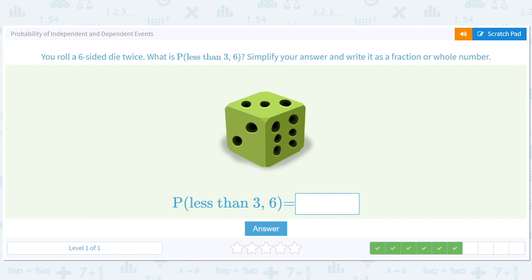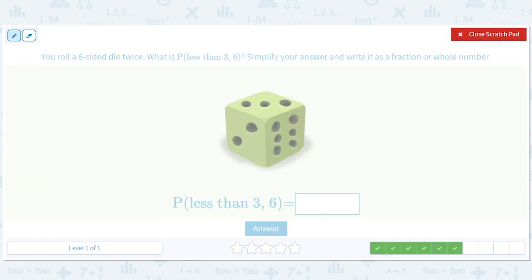Oh, two of my favorite things, a cube and probability. What could get better than this? So you roll a 6-sided die twice. What is the probability of getting less than 3 and then 6? So less than 3, right, that's 1 or 2.